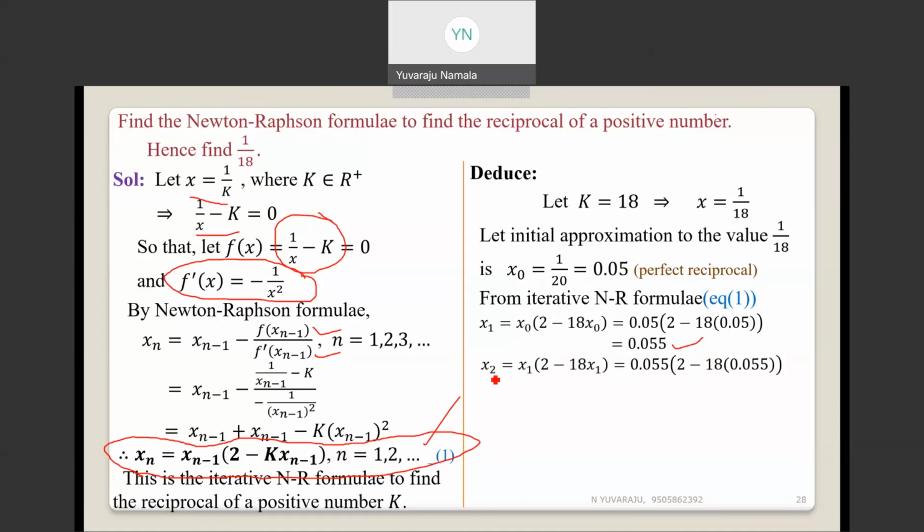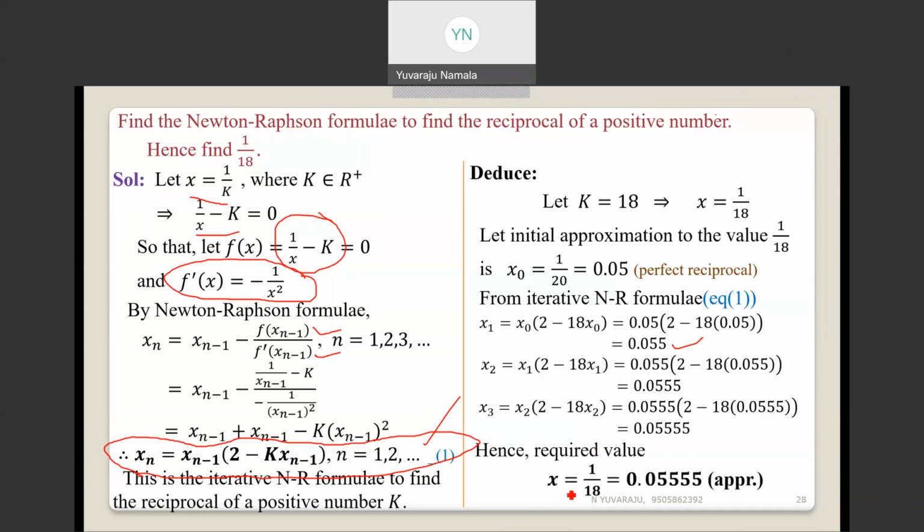Second approximation, x2 is equal to x1 into 2 minus 18 x1, which is 0.055 into 2 minus 18 into 0.055. On simplification we get 0.0555. The third approximation similarly gives 0.0555. So going on, we keep getting the same 0.05555. That is the required value. Hence, the required value is x is equal to 1 by 18, equal to 0.05555 and so on. So using the Newton-Raphson formula, we can find the reciprocal of a positive number.